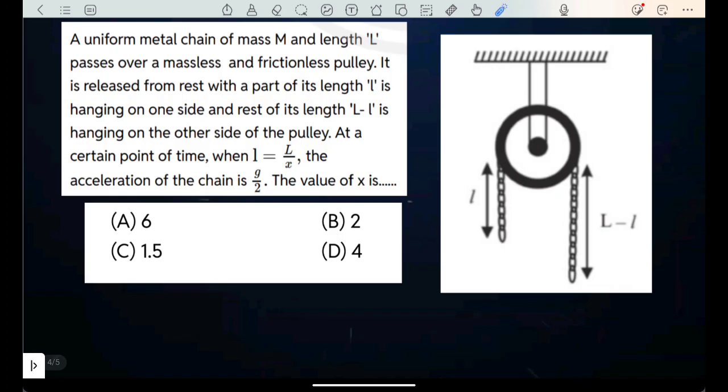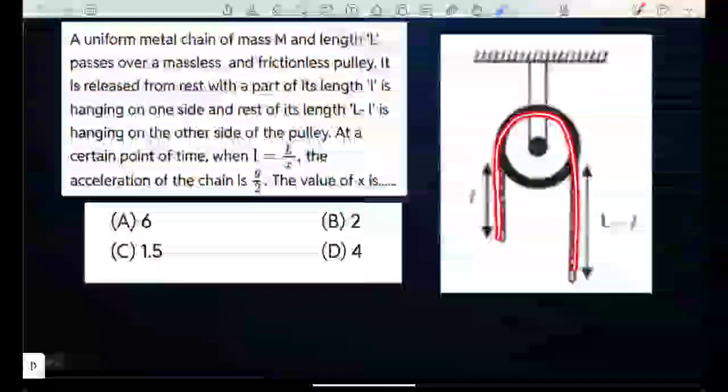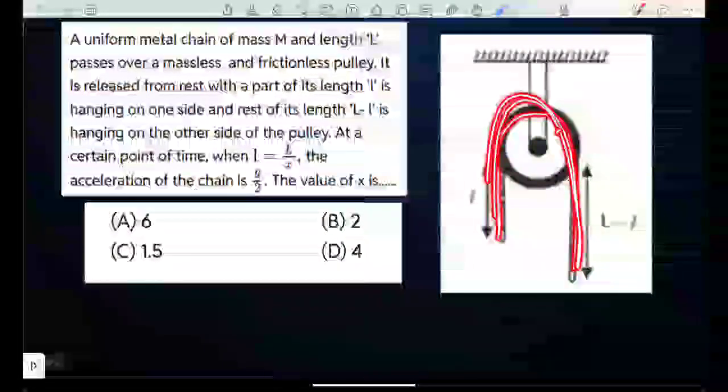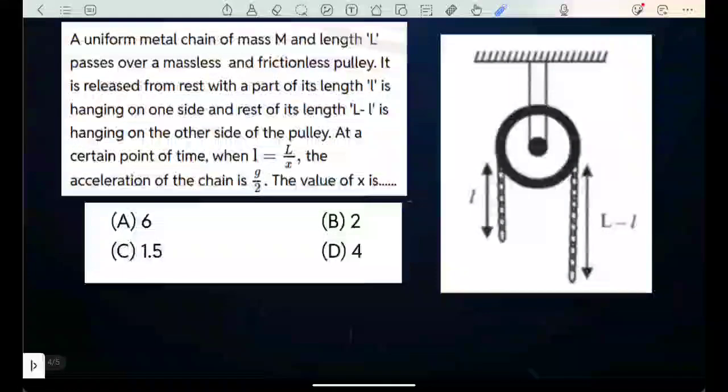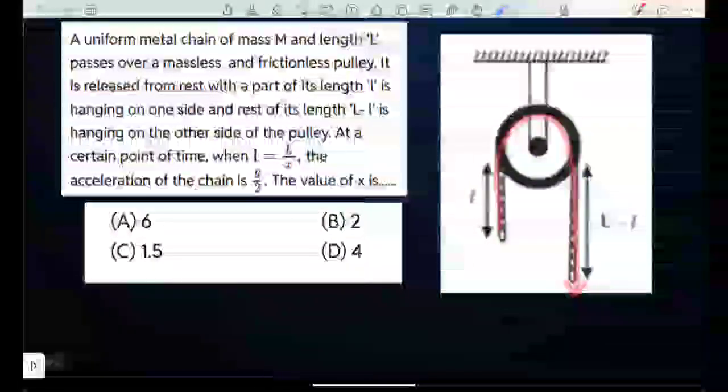The question says a uniform metal chain of mass m and length l. This is the chain whose entire length is capital L, and its mass is m. Now it is released from rest. That means it will fall down with certain acceleration.